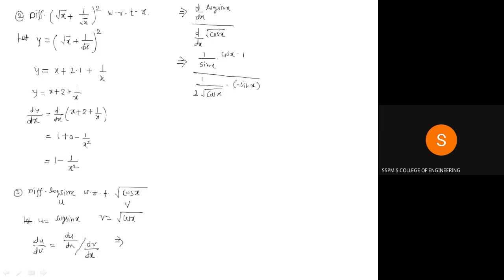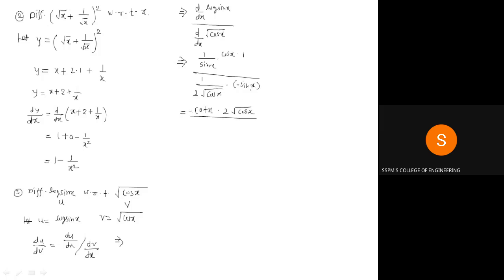So again we can simplify. Cos by sin मतलब cot होता है. Cos by sin मतलब क्या होगा? Cot होगा. So cot of x upon 1 upon twice, ये 2 न्यूमरेटर में शिफ्ट होगा. रूट ऑफ cos x ये भी न्यूमरेटर में शिफ्ट होगा. So after shifting these terms to the numerator, we get 2 into root of cos x upon minus sin x.